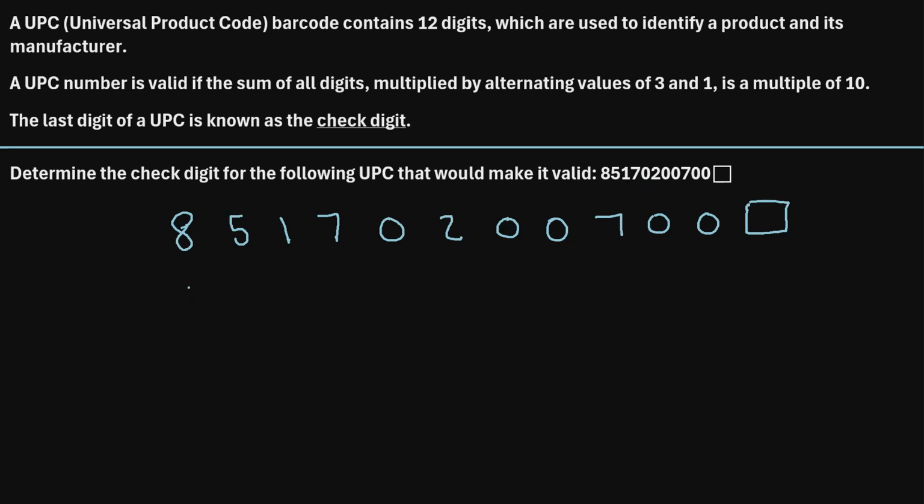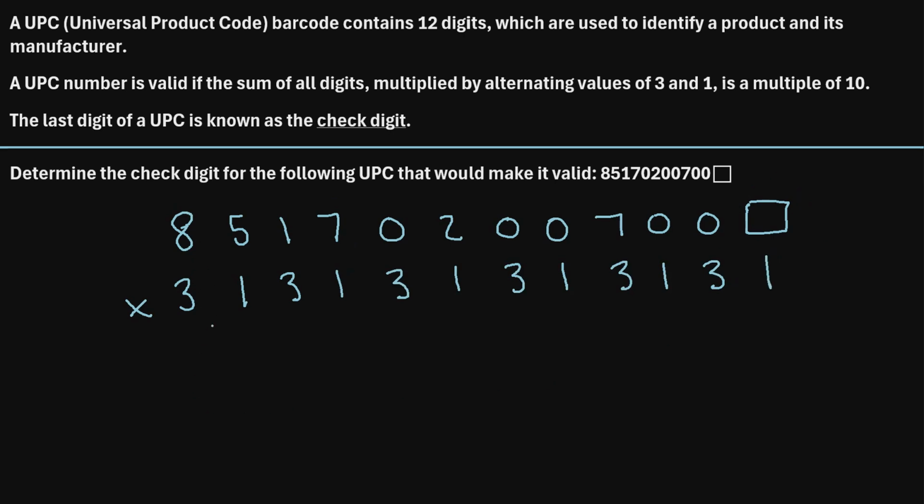All right, so the very first step is we need to multiply alternating values by 3s and 1s. So this first digit right here on the far left, we're going to multiply it by 3. This next digit we're going to multiply by 1. The next digit we multiply by 3. The next digit we multiply by 1, and so on. And we'll notice that the very last digit, the check digit, also gets multiplied by a 1.